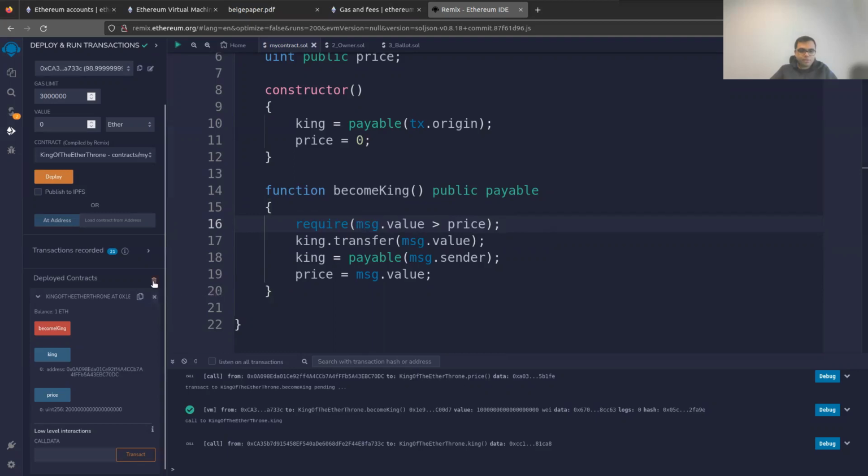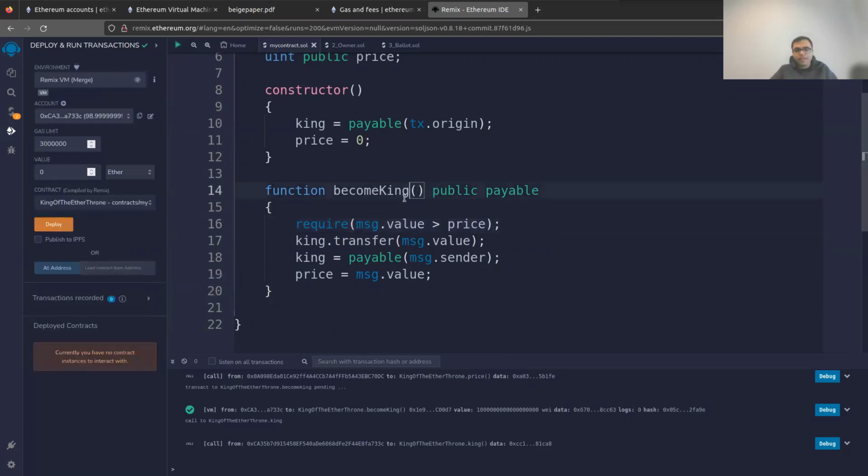Now, what does require do? Well, when this function is called, this requirement is going to be checked. And if this requirement is not satisfied, that throws an exception. And when an exception is thrown, the entirety of the transaction is going to be reverted. So anything that happened as a result of this transaction will go back to the state before this transaction. The only change, of course, will be that the person who called this transaction has to still pay for gas. Okay?